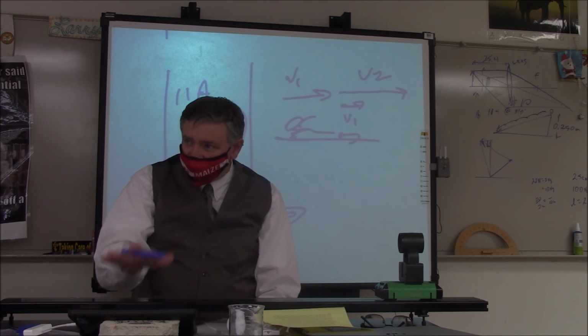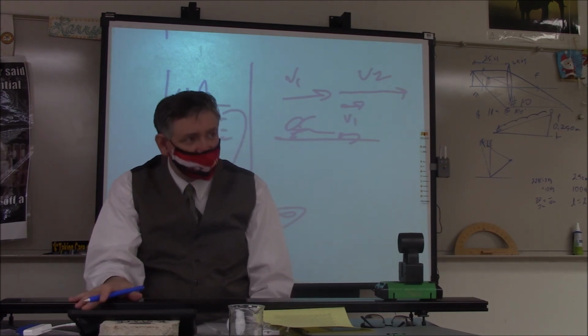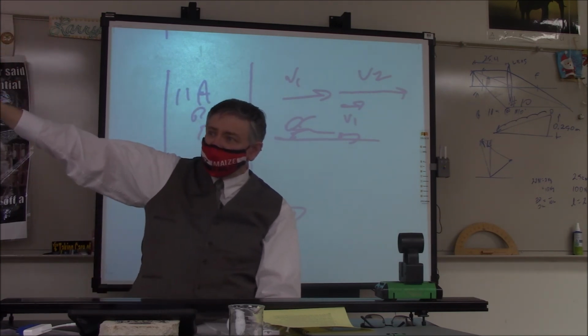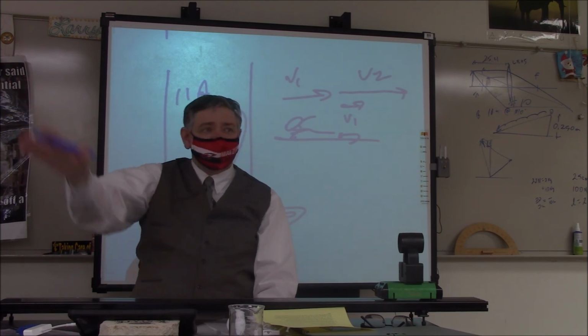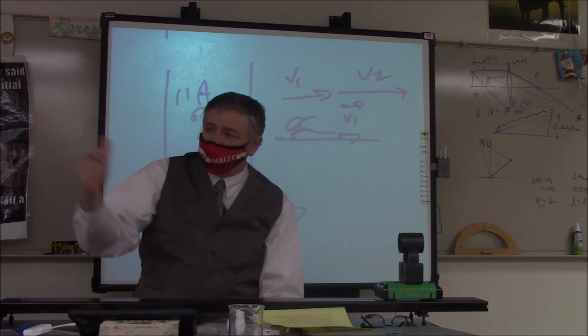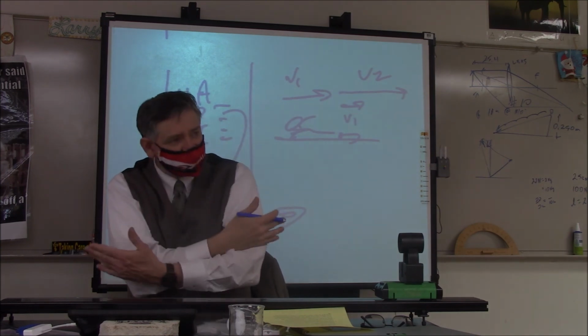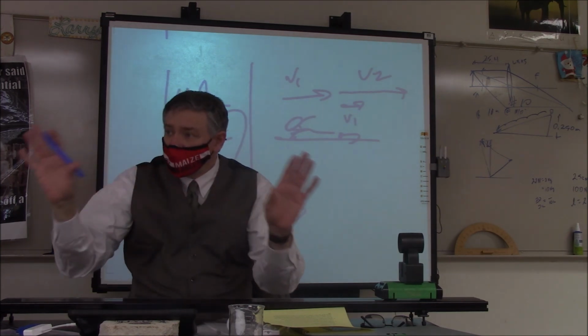So draw V1 and then decide, is V2 going to be bigger? Oh, it's going to be going faster. Is it going slower? Then draw V2 smaller and make the acceleration vector go in the opposite direction. That's all you have to do.